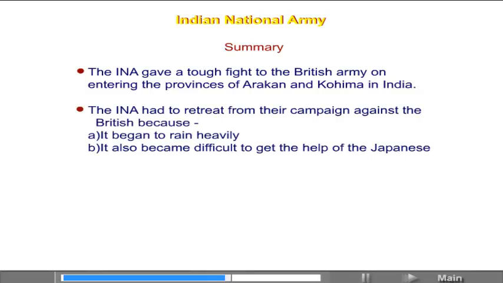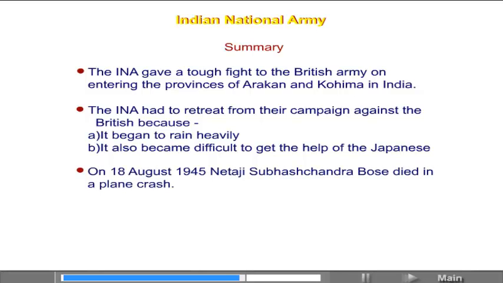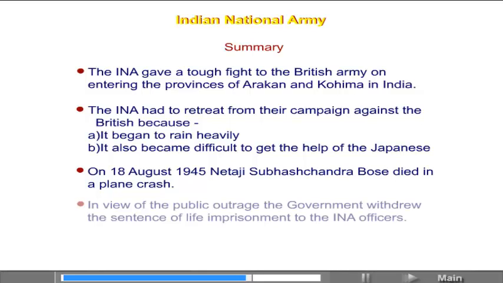The INA had to retreat from their campaign against the British because it began to rain heavily. It also became difficult to get the help of the Japanese. On 18th August 1945, Netaji Subhash Chandra Bose died in a plane crash. In view of the public outrage, the government withdrew the sentence of life imprisonment to the INA officers.